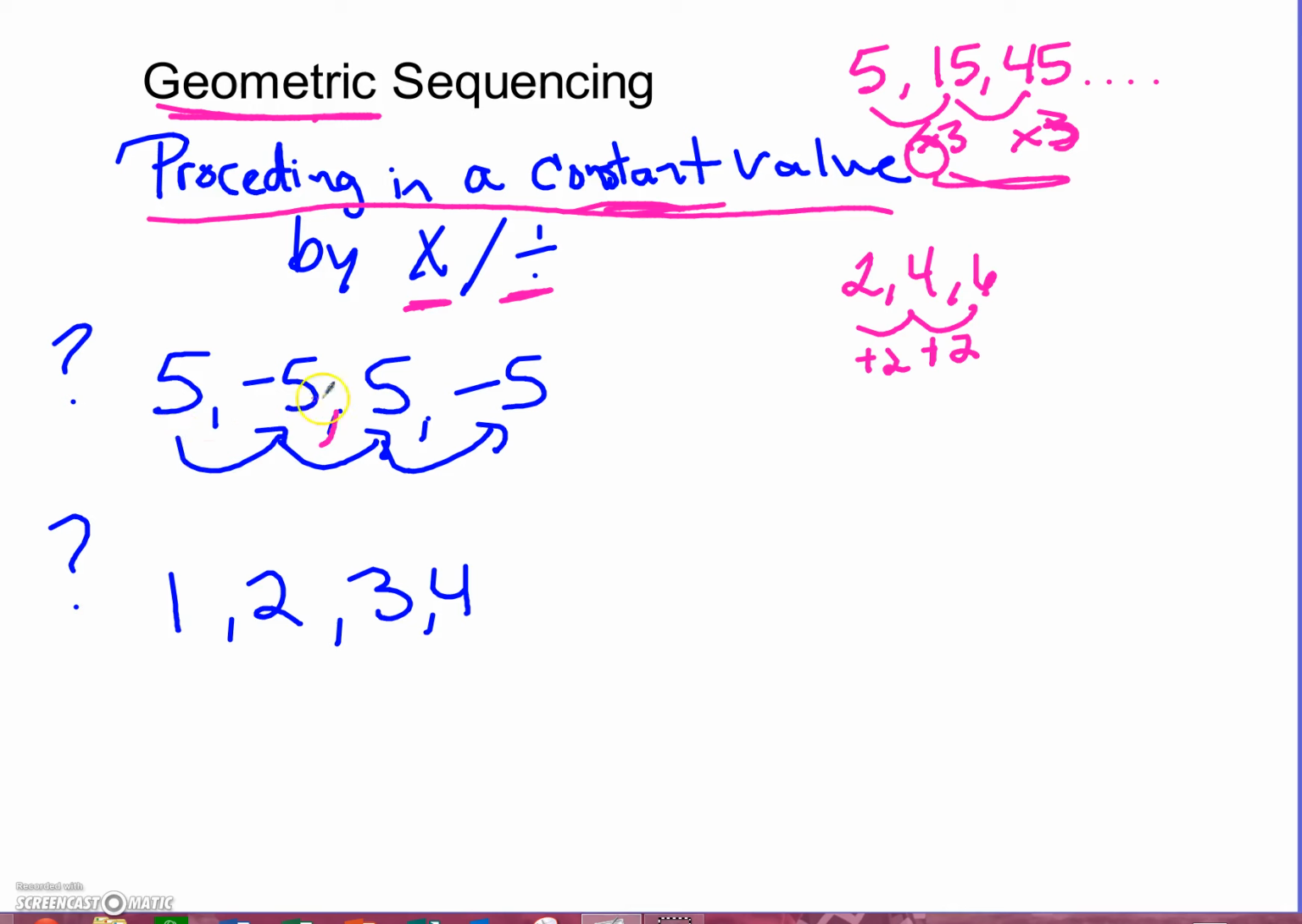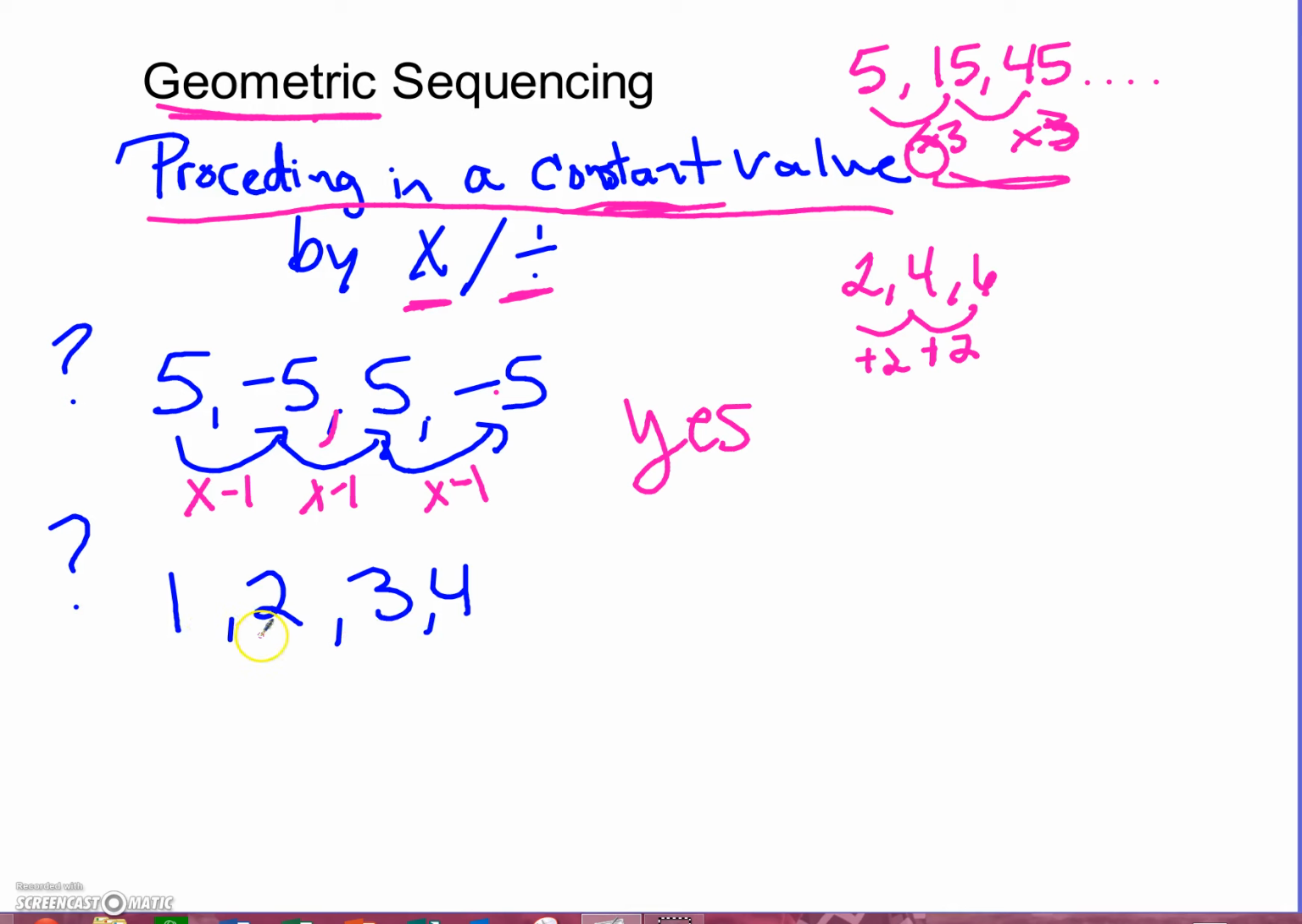We got a 5, -5, 5, -5. Does it go up geometrically? It does, because look, I can multiply by -1, multiply by -1, multiply by -1. Okay, and then I get 5 times -1 is -5. -5 times -1 is 5. So is this a geometric sequence? Yes.